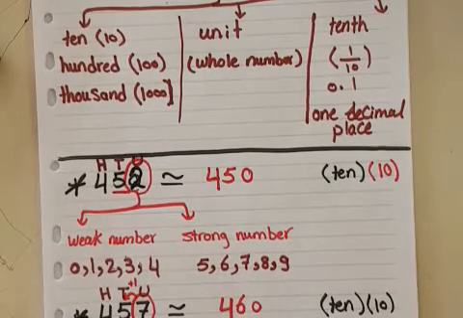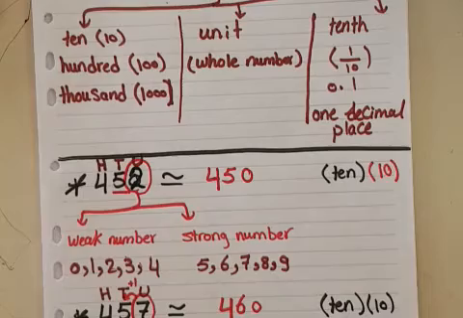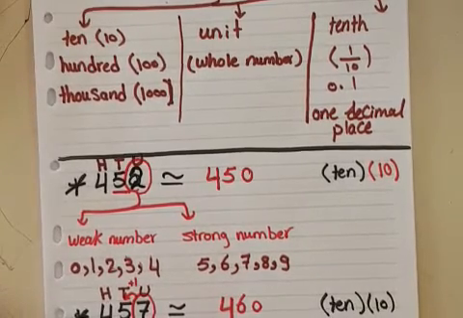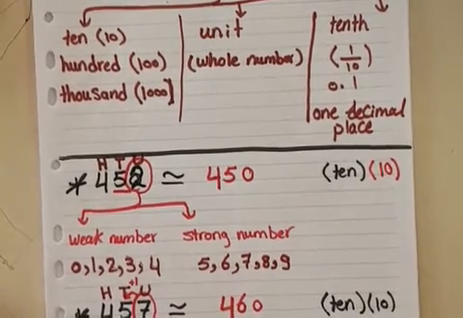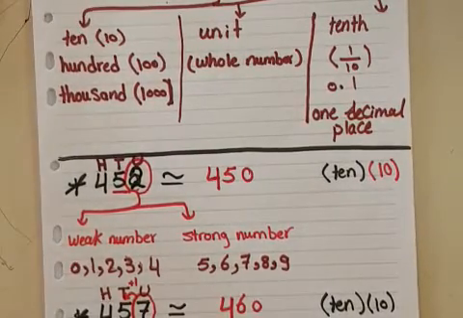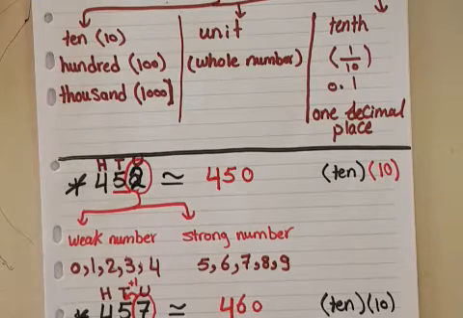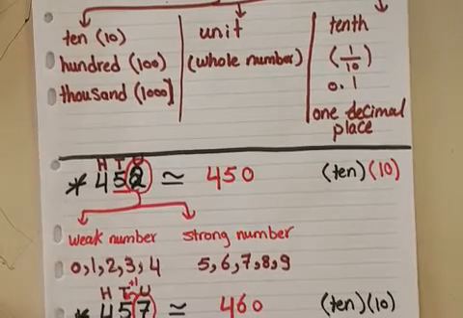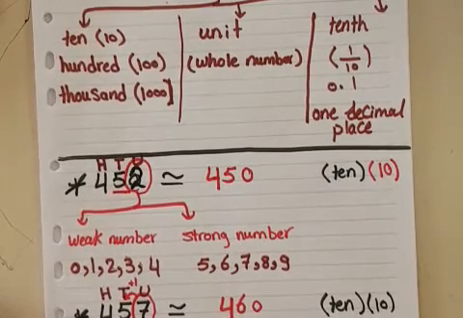Okay. Let's take another example. Write 3,819 approximated to the nearest 10. Of course, we know the place values. Underline the 10, unit, 10. Underline the 1, circle the 9. Ask yourself, the 9 is weak or strong? Of course, the 9 is strong.